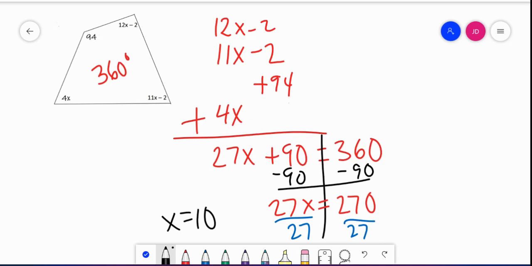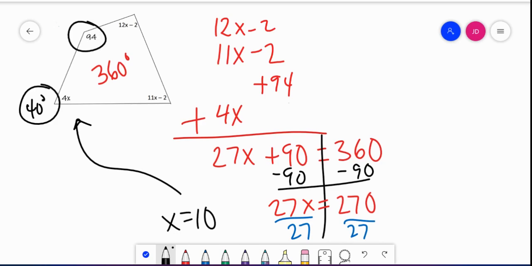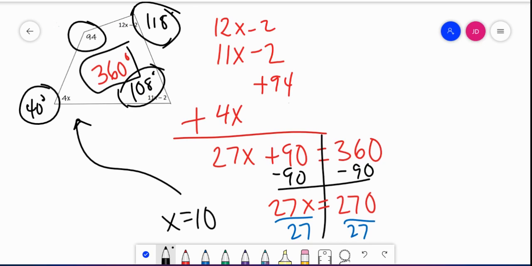And again, you could plug it back in, right? 4 times 10 is 40 degrees. So this would be 40 degrees. 94, you already know that's 94. 12 times 10 is 120 minus 2 is 118 degrees for this one. And then the last one, 11 times 10 is 110 minus 2, which is 108. And it looks like this is not drawn to scale, but that's okay. All four of these numbers end up adding up to 360 degrees.